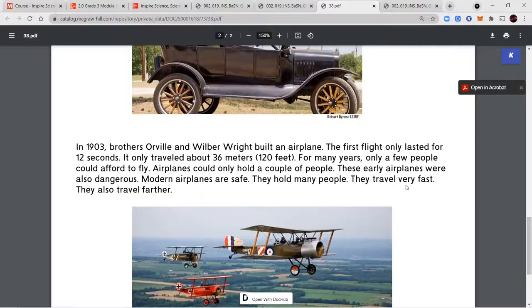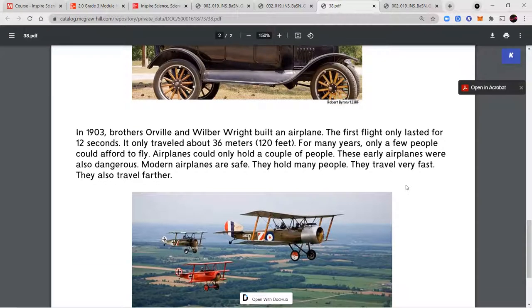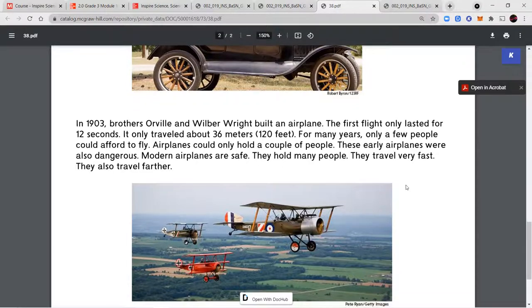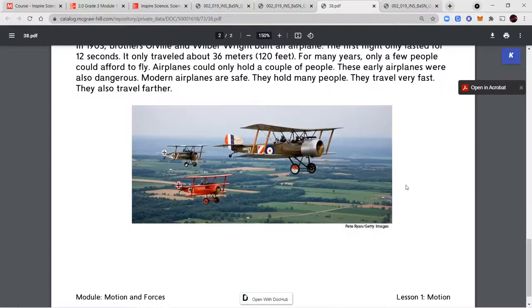In 1903, brothers Orville and Wilbur Wright built an airplane. The first flight only lasted for 12 seconds. It only traveled about 36 meters or 120 feet. For many years, only a few people could afford to fly. Airplanes could only hold a couple of people. These early airplanes were also dangerous. Modern airplanes are safe. They hold many people. They travel fast. They also travel farther.